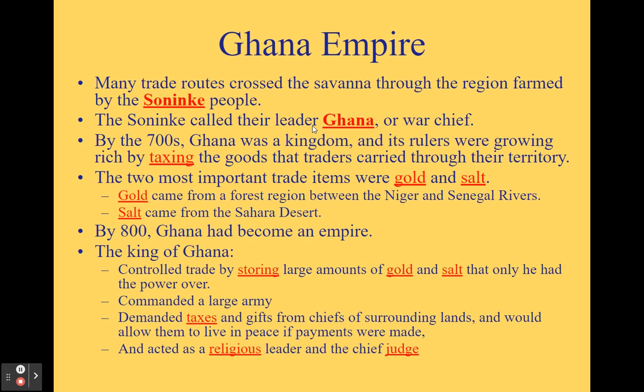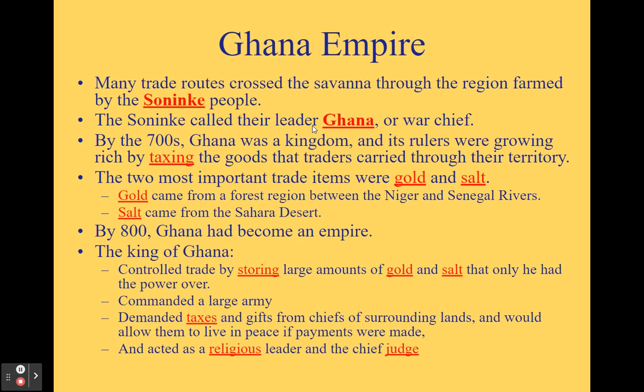He commanded a large army. He demanded taxes and gifts from chiefs of surrounding lands and would allow them to live in peace if payments were made. So if you didn't pay up, he was going to attack you.